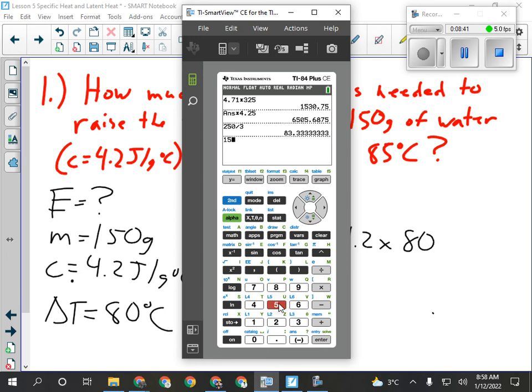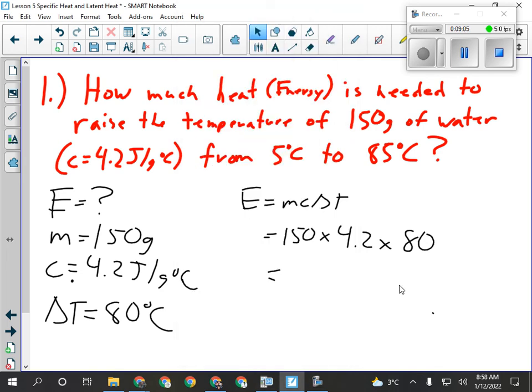So we've got 150 times 4.2 times 80. All right, 50,400 joules worth of energy. That's why we have such big power draws on things like stoves. To heat up water requires a lot of energy. Water has a very high heat capacity. 50,400 joules.